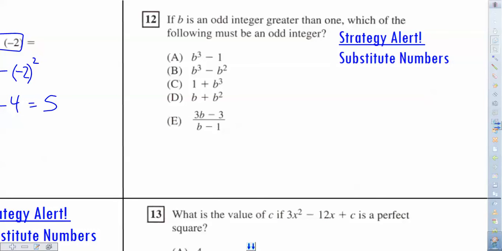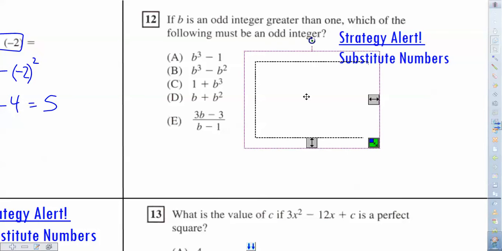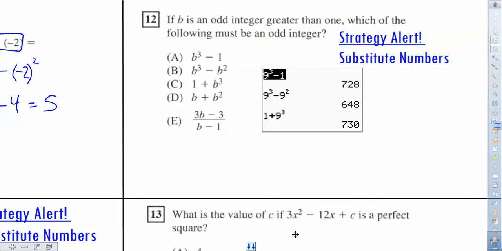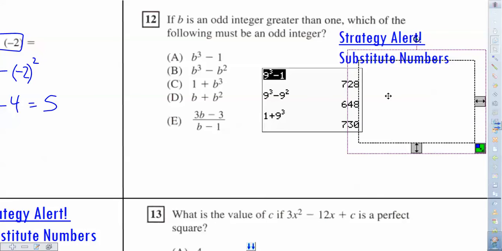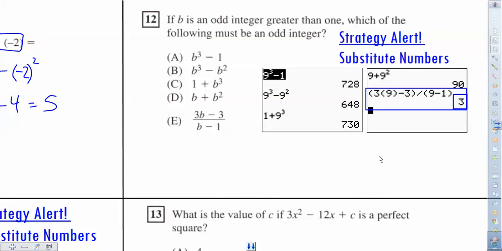So if we used a value like 9 and started working that with the other choices, me just messing around with this, trying to figure out which ones are going to give me odd numbers when I'm done with it. So if I try 9 cubed minus 1, I get 728. That's not odd. If I do 9 cubed minus 9 squared, I get 648. Not odd. 1 plus 9 cubed, certainly not odd again. Keep on going here. 9 plus 9 squared, not odd. So notice the last but not least, there we go, we end up getting an odd number there, so E needs to be the correct answer.